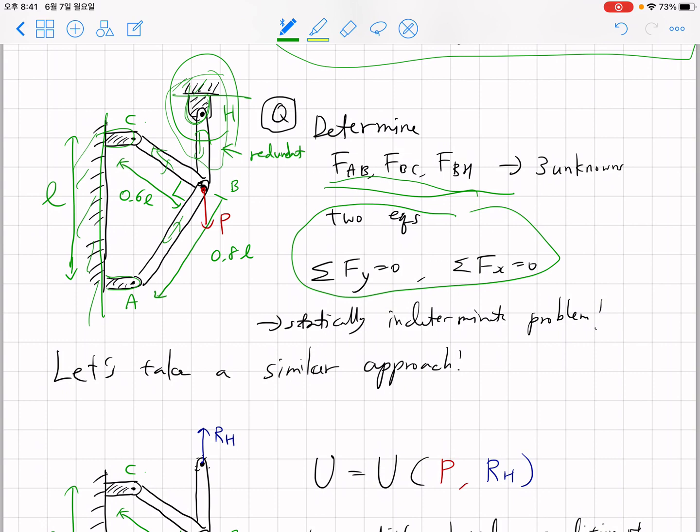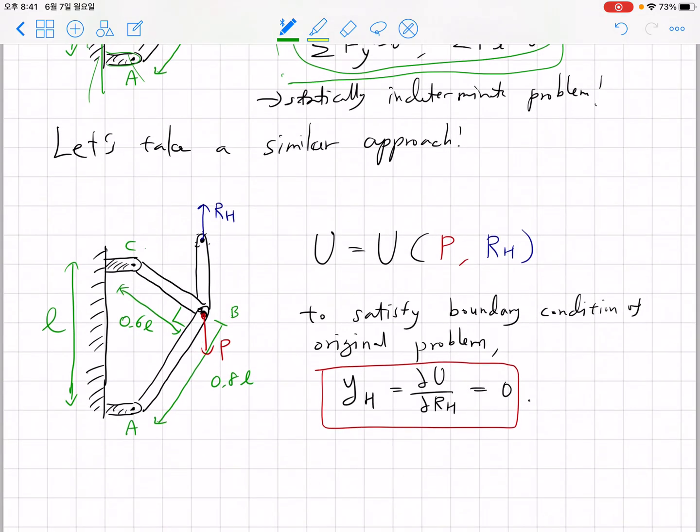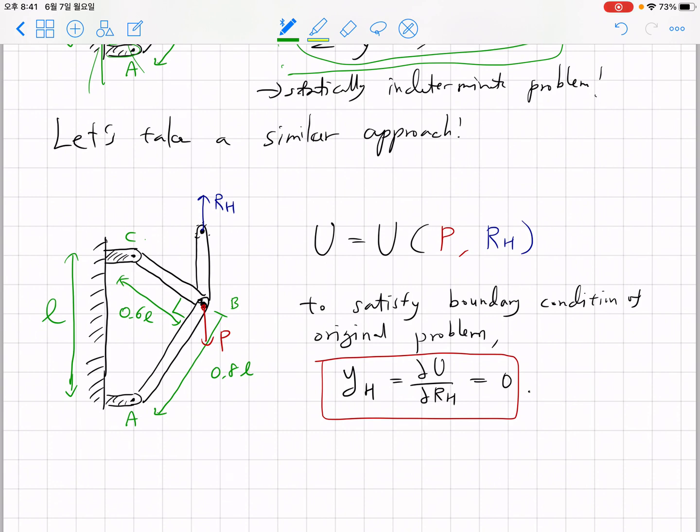There is no concern about moment, because everything is two force members, and at the end of their joint there is nothing to support the side wall, and it's a freely rotatable joint, so you cannot consider any moment. So there are two equations and three unknowns, and you can say that this is a statically indeterminate problem. So we're gonna take a similar approach.